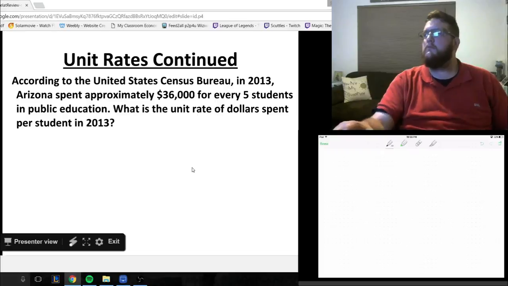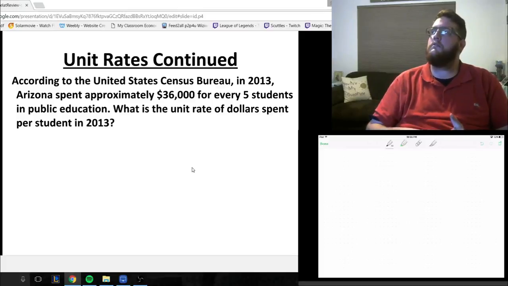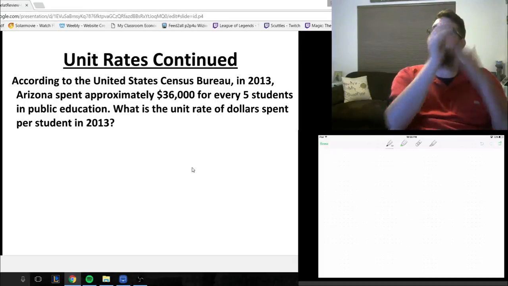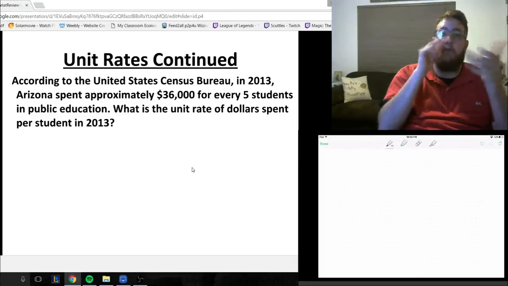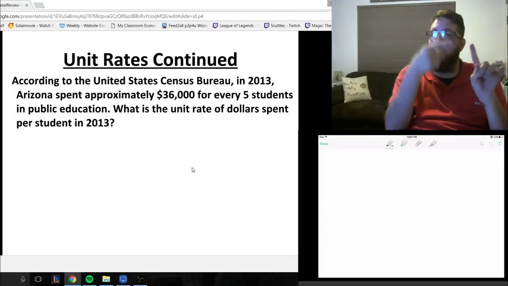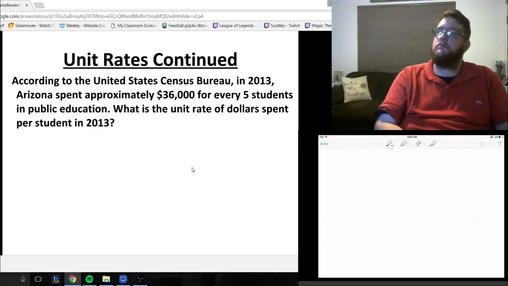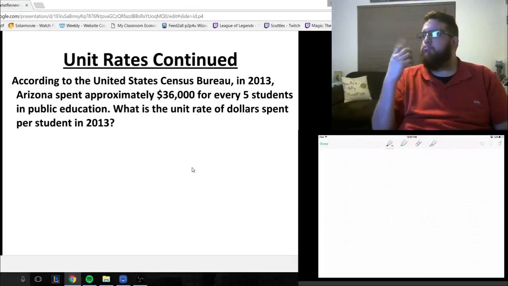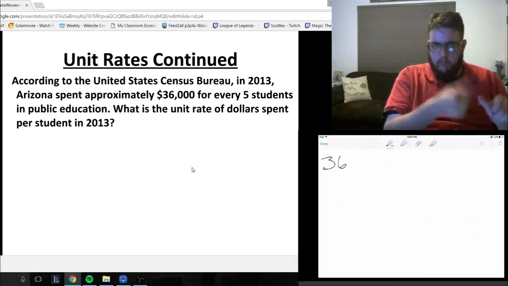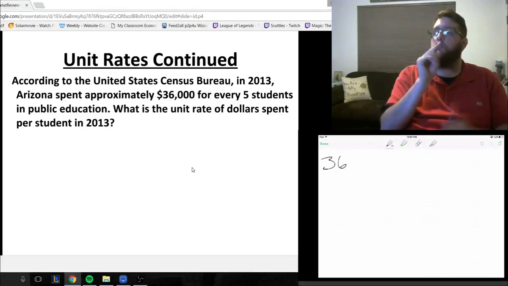Okay, so the next two slides are homework, but I'm going to go through them anyway. So this one says, according to the United States Census Bureau, in 2013, Arizona spent approximately $36,000 for every 5 students in public education. What is the unit rate of dollars spent per student in 2013? So the question is, what is the unit rate of dollars spent per student in 2013? The useful information, well, it starts off talking about the United States Census Bureau. Not that important for what we're doing. 2013, not important. Arizona, but then eventually in the second line it says that Arizona spent $36,000.